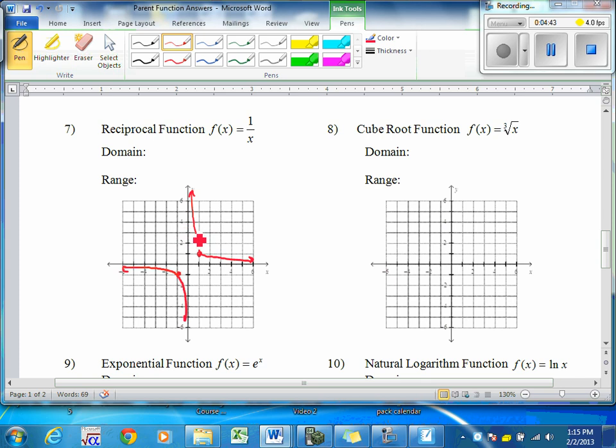So you can see, we haven't really talked about this yet, but there's a horizontal asymptote at 0, so it never crosses the x-axis. It also never crosses the y-axis. So my domain goes from negative infinity to 0, but doesn't include 0, and then it also goes from 0 to infinity. It's never equal to 0. And my range is the same thing.